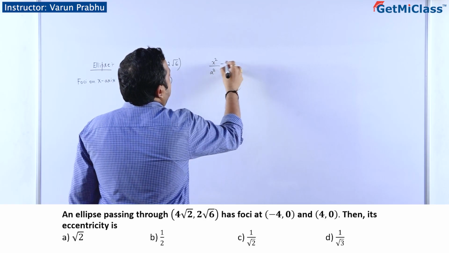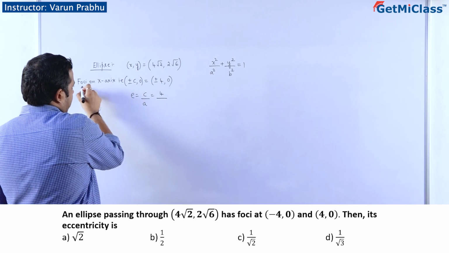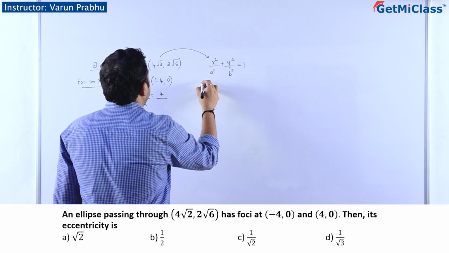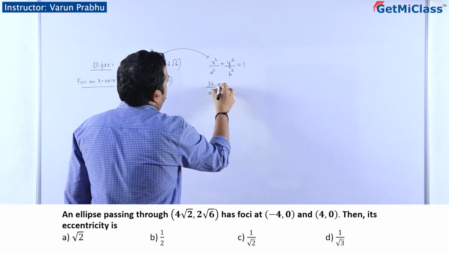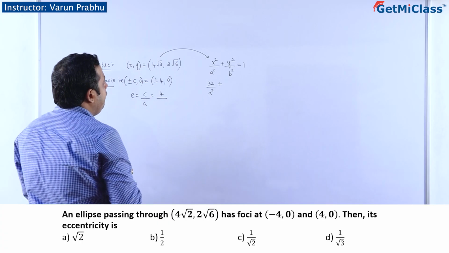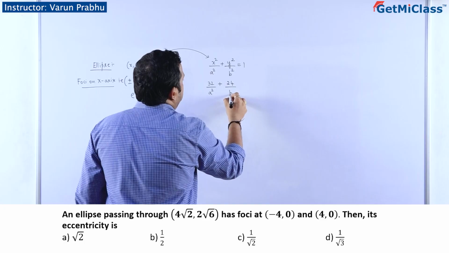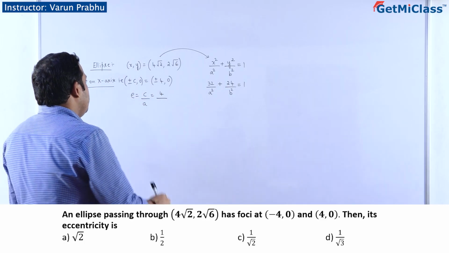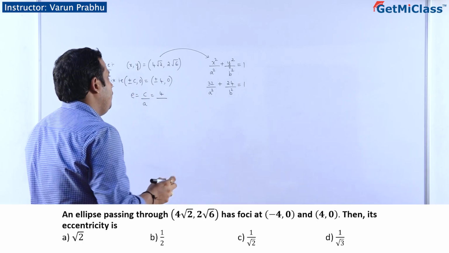Now what is the required equation of the ellipse? x square by a square plus y square divided by b square is equal to 1, when the foci are on the x axis. Because it is passing through this point, I can substitute here. So 16 into 2 will be 32 divided by a square, plus y square is 4 into 6, 24 divided by b square, that is equal to 1. The question asks for the eccentricity, 4 divided by a, is what we want.